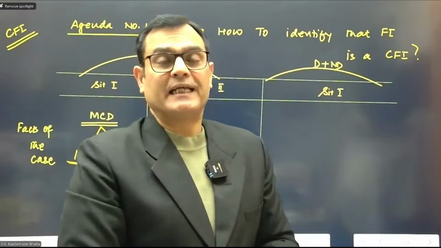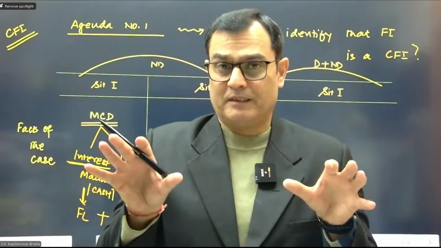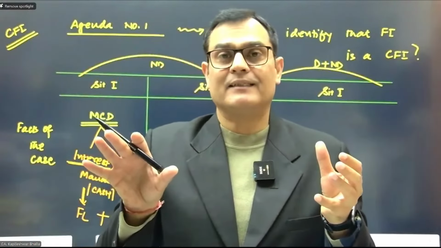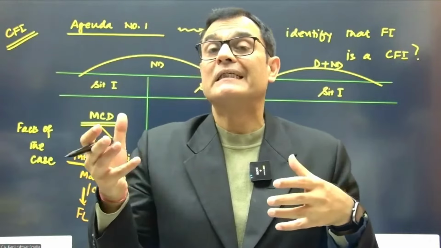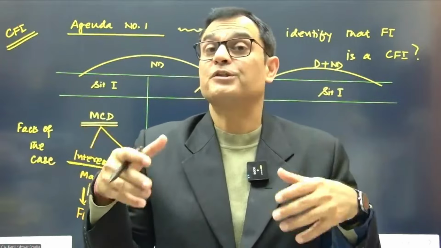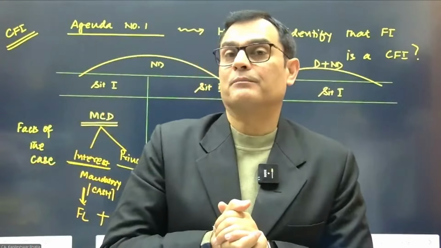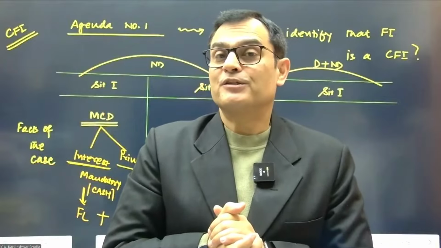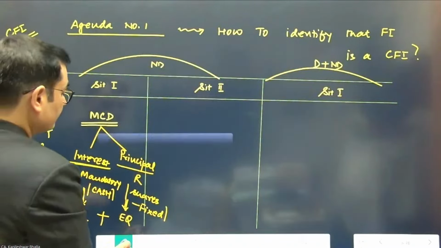So which means you can have a compound financial instrument where one of the components becomes an FL and the other component becomes an equity, because we are making a payment in terms of cash for the interest, which is mandatory. And the principal is paid in a fixed number of shares and therefore it becomes a CFI. Okay, let's consider another example.